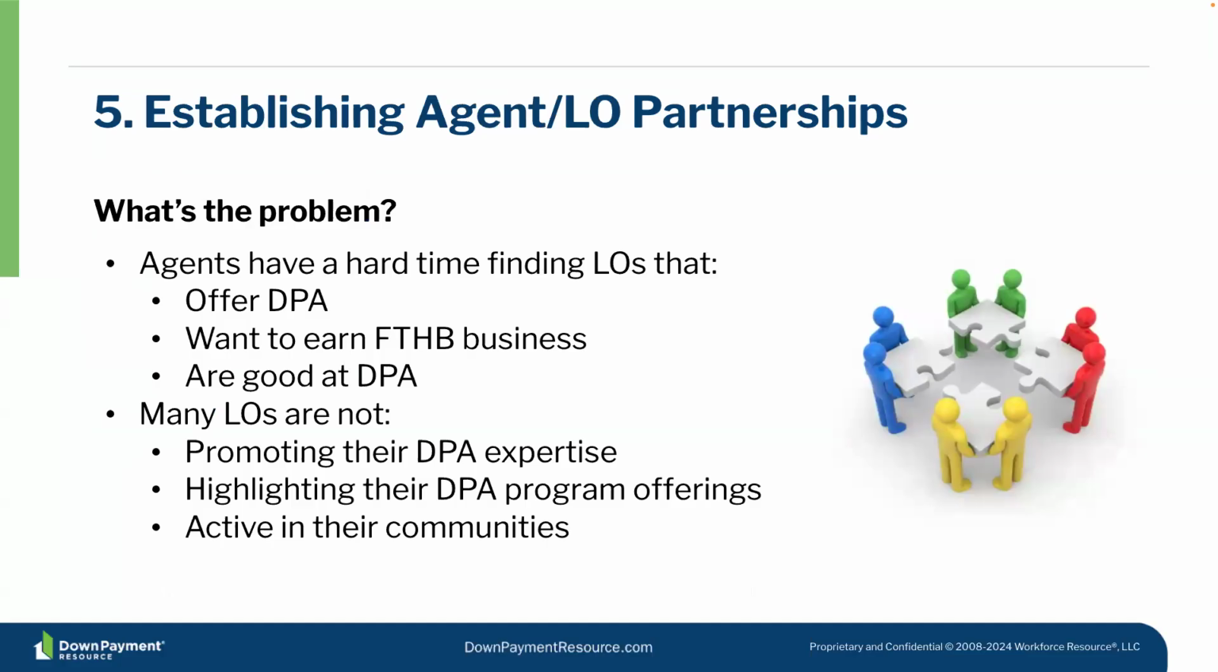Now, this last issue is one of the most important in our opinion. So let's start with this. The most common question we get from real estate agents is, how do I find a loan officer that can help with down payment assistance? Specifically, loan officers that meet the following three criteria: that they offer DPAs to begin with, that they are good at DPAs, and that they want our DPA first time homebuyer business. Now, the problem is many loan officers aren't meeting this demand with the right message that they do offer DPA and that they are good at it.